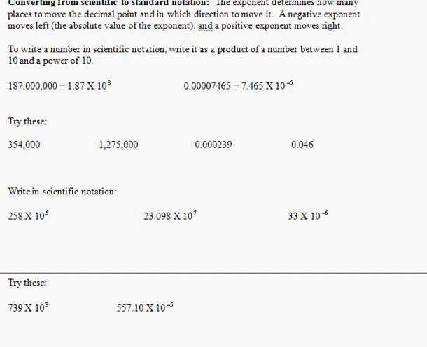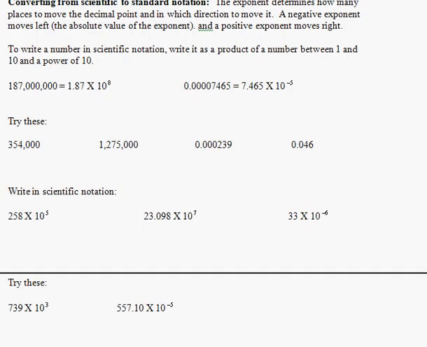So the rule for converting from scientific to standard notation, which is what we completed in the last video: the exponent determines how many places to move the decimal point and which direction to move it in. A negative exponent tells us to move the decimal point to the left when we're converting to standard notation, and a positive exponent tells us to move the decimal point to the right. So that was converting from scientific to standard notation.